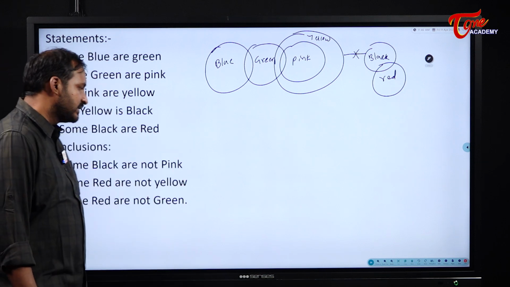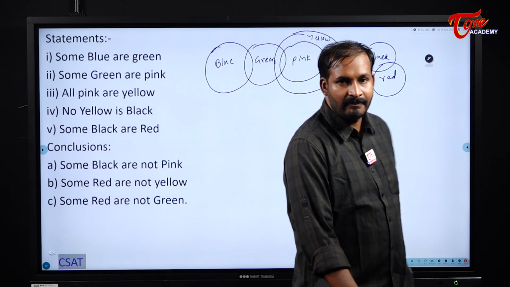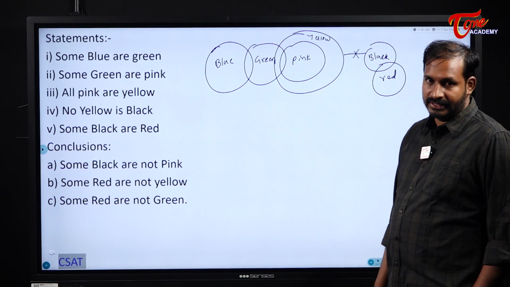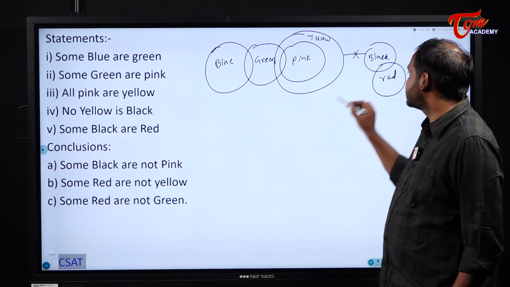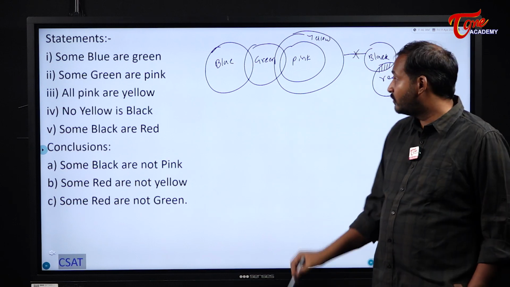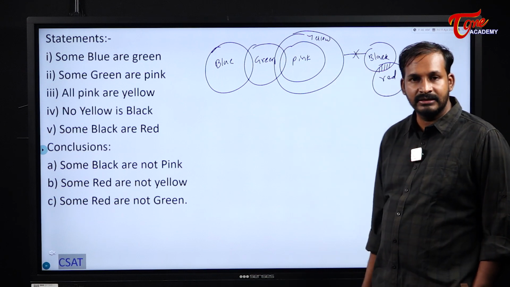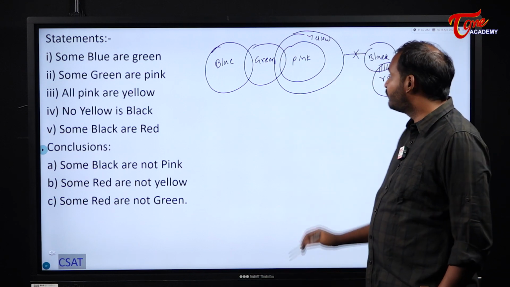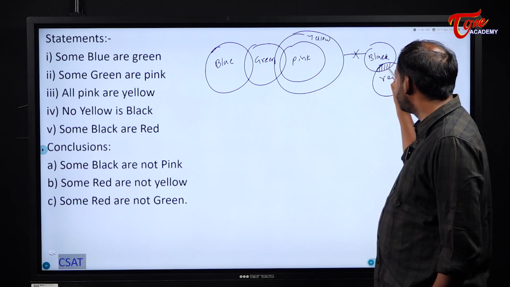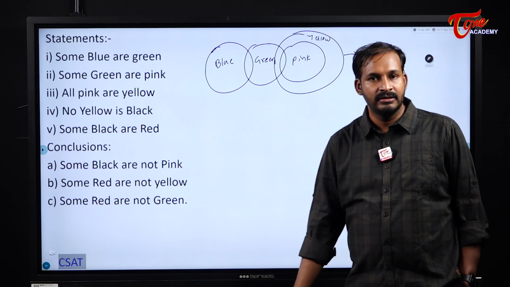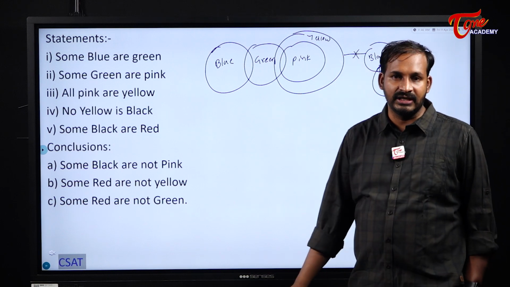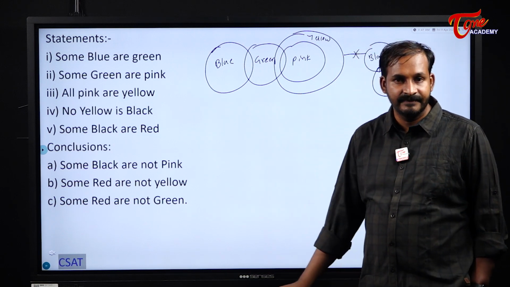Now, conclusions. Some black are not pink. So first of all, in the basic diagram, what is the some black portion? The intersection portion of black is the some portion. Is there any relation between this some black and pink? No, there is no relation. Now, if I try to intersect this portion with pink, is it possible for me? No, it is not possible. Why? Because if I do so, obviously black is going to intersect with yellow, which is against my given statements.